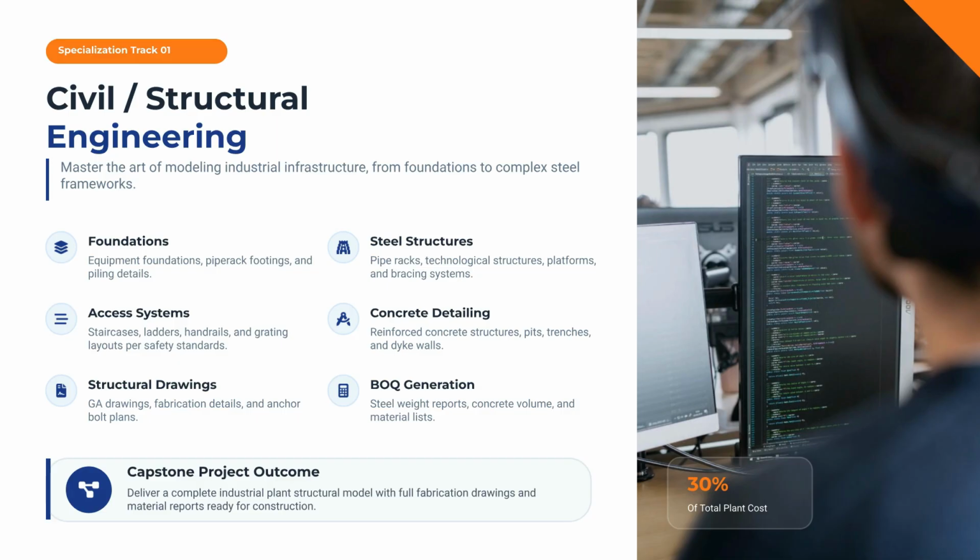Specialization Track 01 is civil/structural engineering, master modeling industrial infrastructure, including foundations, steel structures, and access systems. The capstone project requires delivering a complete structural model with fabrication drawings and material reports.